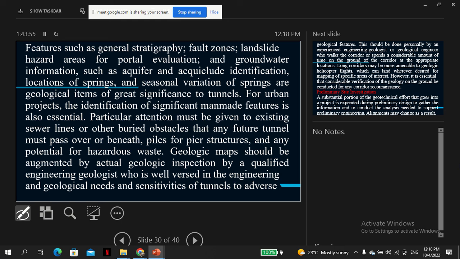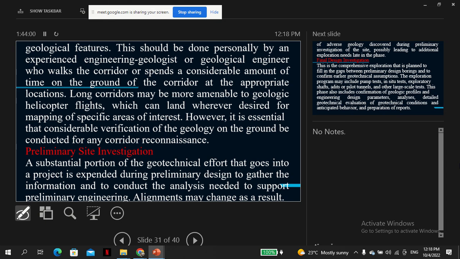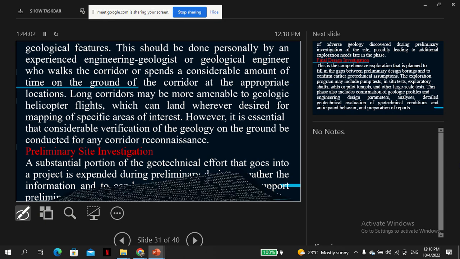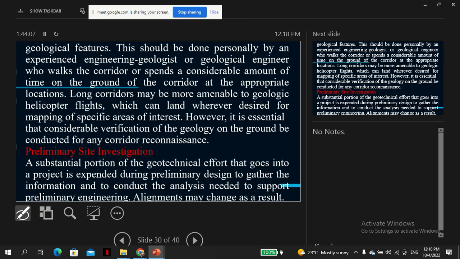So these are things that you need to think about. So, geological features, tunnels to advance geological features.